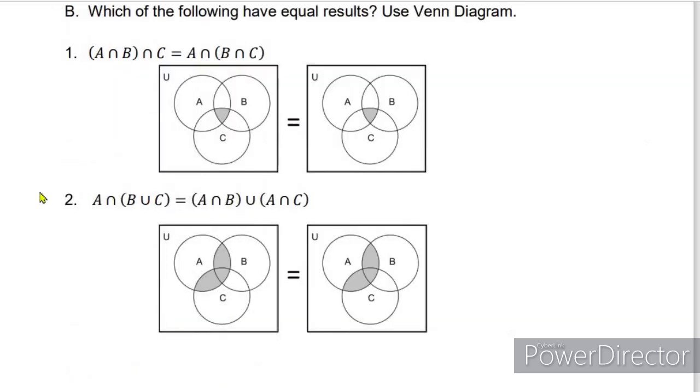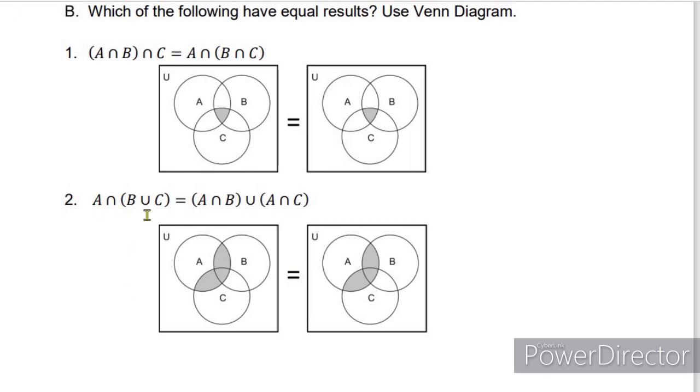Now for letter B, which of the following have equal results? We will use a Venn diagram to show if they have equal results. The quantity A intersection B intersection C is equal to A intersection the quantity B intersection C. This illustrates the associative law. Why? Because we just regroup them: we group A intersection B on the first side of the equation, and on the second side we group B and C. So it is associative law. That's why their Venn diagram is the same. We will just shade the intersection of the three.